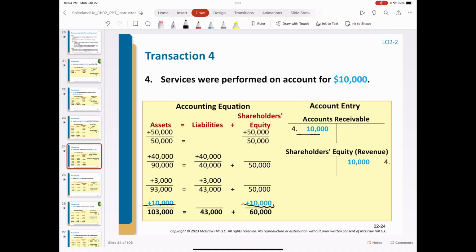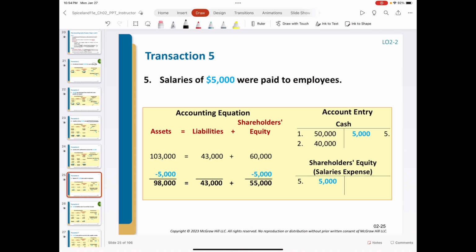Here, the $10,000 increase is in accounts receivable accounts. Accounts receivable is an asset, it increases, so we debit this account. The revenue accounts, we will credit revenue accounts $10,000 because it is a credit account. Again, two accounts, debit and credit.